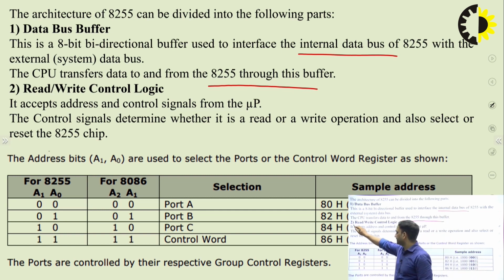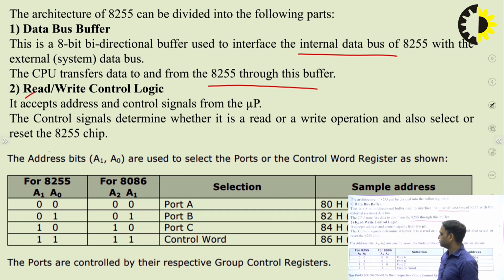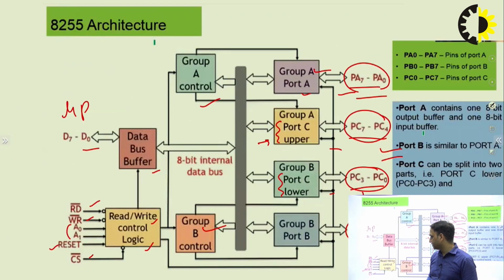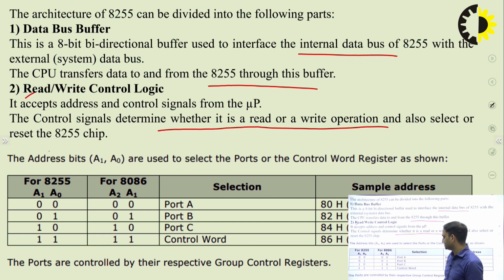Then we have the read write control logic. It accepts addresses and control signals from the MPU, and control signals which determine whether it is a read or write operation, and also select or reset the 8255. The different operations which can be performed through this read write control logic are: read operation, write operation, A0 and A1 inputs for selecting the different ports, reset of the 8255, and the chip select to enable the IC. These are the functions available.